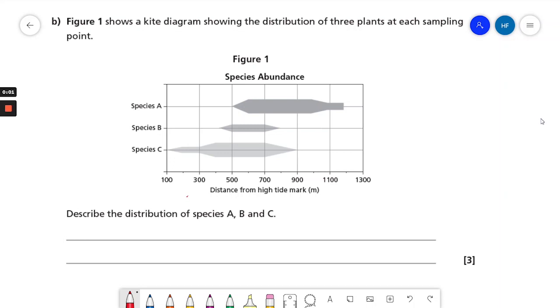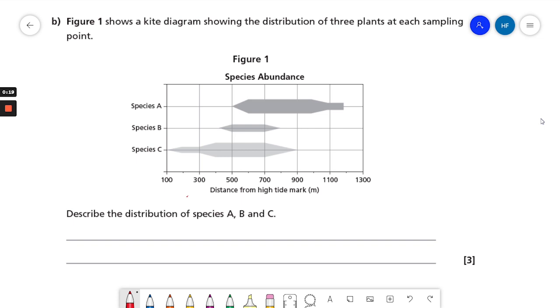Let's have a go at this exam style question on ecosystems. The question says, Figure 1 shows a kite diagram showing the distribution of 3 plants at each sampling point. Describe the distribution of species A, B and C, and that's worth 3 marks.